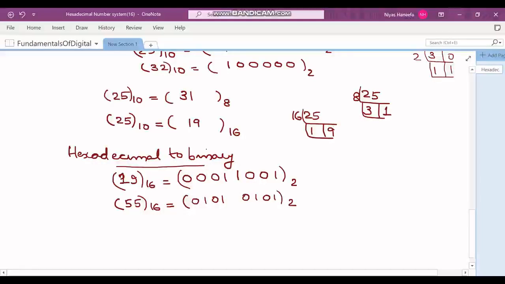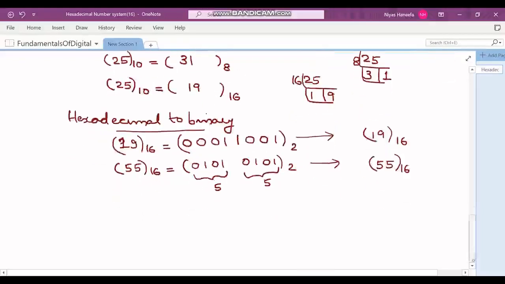Similarly, it's the vice versa. So if you want to convert this to the hexadecimal equivalent, from the lowermost position you club a nibble, or 4 bits. So the equivalent value is 9 and 1. So you will get 19 to the base 16. Similarly for this one, club it from the lowermost position. So this corresponds to 5. This corresponds to 5. So you will get 55. So this is how we will be doing the hexadecimal to binary conversion also.